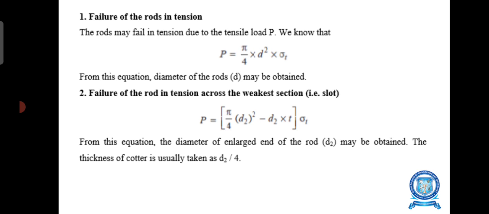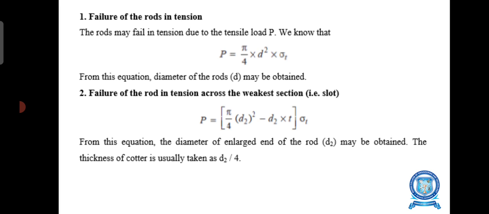Then first point, failure of the rod in tension, right? The rod may fail in tension due to the tensile load P. So we know that P equal to pi by 4 d square into sigma t, right? From this equation the diameter of the rod may be obtained.